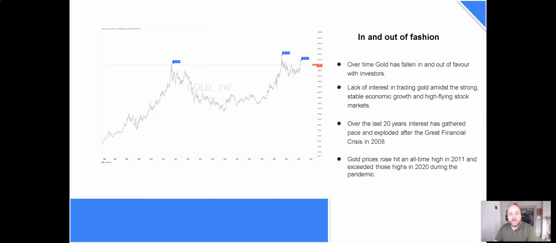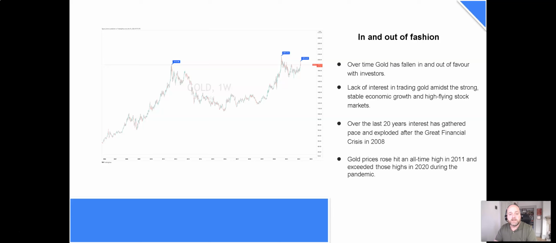While gold has generally held its value for centuries, traders' interest has been mixed in recent years. From the early 1980s until the early 2000s, there was little interest in trading safe haven gold amidst the strong, stable economic growth and high-flying stock markets. As a result, gold generally traded between $300 and $500 an ounce for over 20 years between 1982 and 2002.